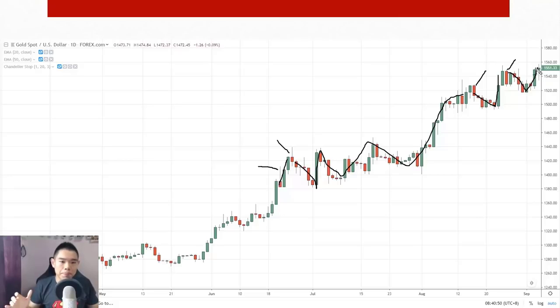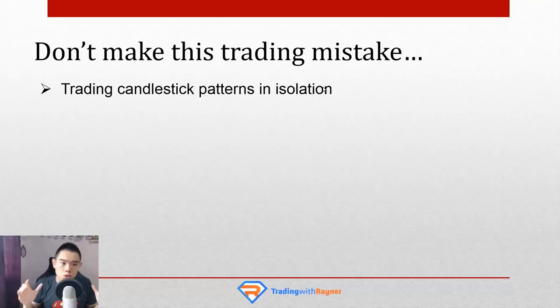So the mistake that many traders make is that they look at these candlestick patterns and trade them in isolation. They simply study a candlestick pattern, find out the meaning behind it, memorize all these meanings and just trade them blindly. When you do that, you're going to suffer loss after loss after loss. So the first lesson I want to share with you right now is this: don't trade candlestick patterns in isolation. That is a losing proposition.